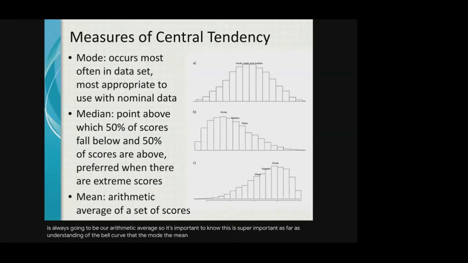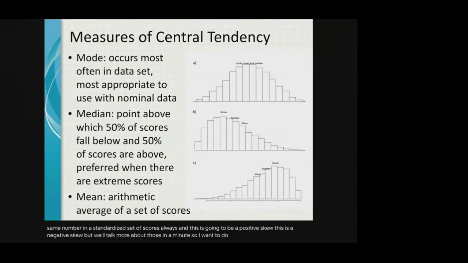So it's important to know, this is super important as far as understanding of the bell curve, that the mode, the mean, and the median are all going to be at the same place if it's a standardized set of scores. For instance, here, this is a standardized set. This is a bell curve, right? So the mode, the mean, and the median are all right here in the middle. They're going to always be the same number in a standardized set of scores, always. And this is going to be a positive skew. This is a negative skew, but we'll talk more about those in a minute.